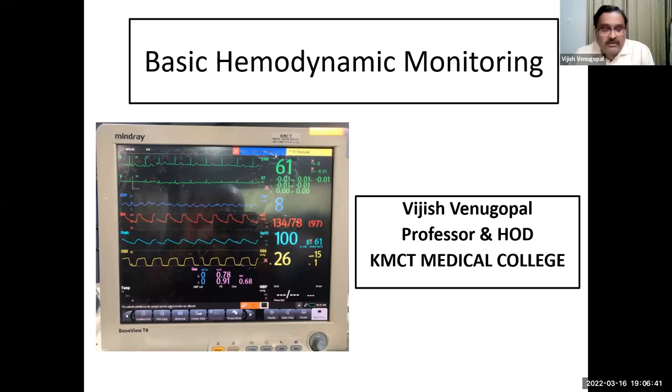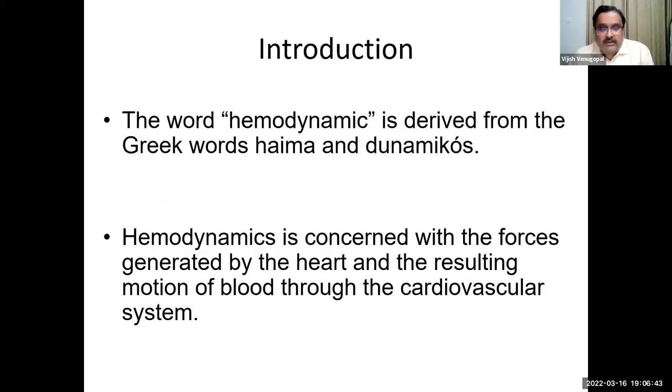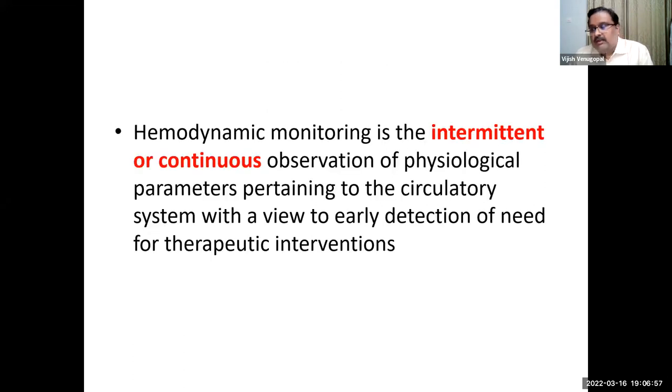Today I'll be talking on basic hemodynamic monitoring. Now, the word hemodynamics is derived from the Greek words haima and dynamikos, which means blood and flow. So hemodynamics is concerned with the forces generated by the heart and the resulting motion of blood through the cardiovascular system. So hemodynamic monitoring is the intermittent or continuous observation of physiological parameters pertaining to the circulatory system with a view to early detection of need for therapeutic interventions.